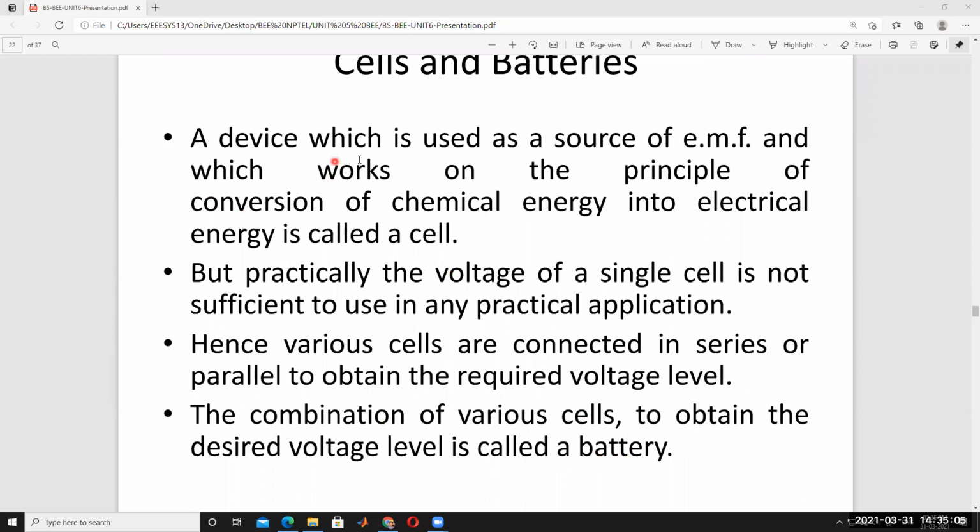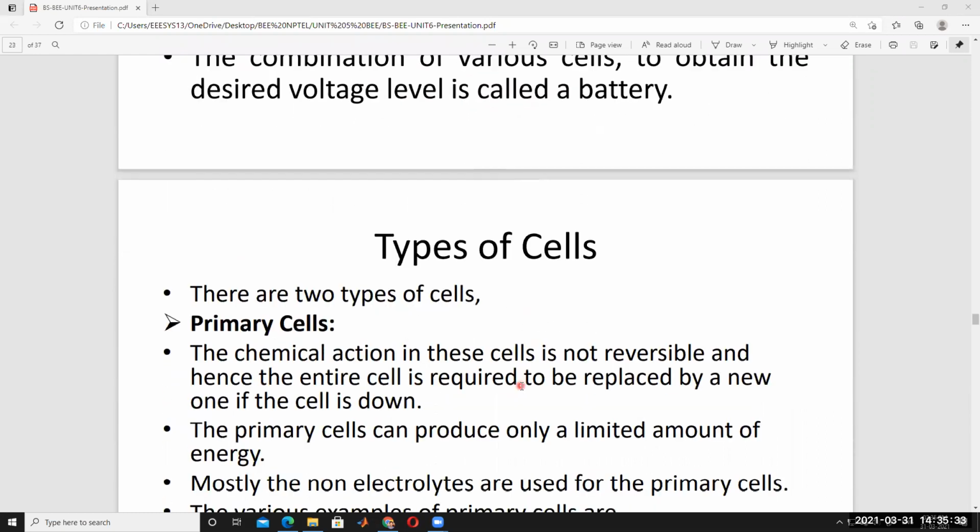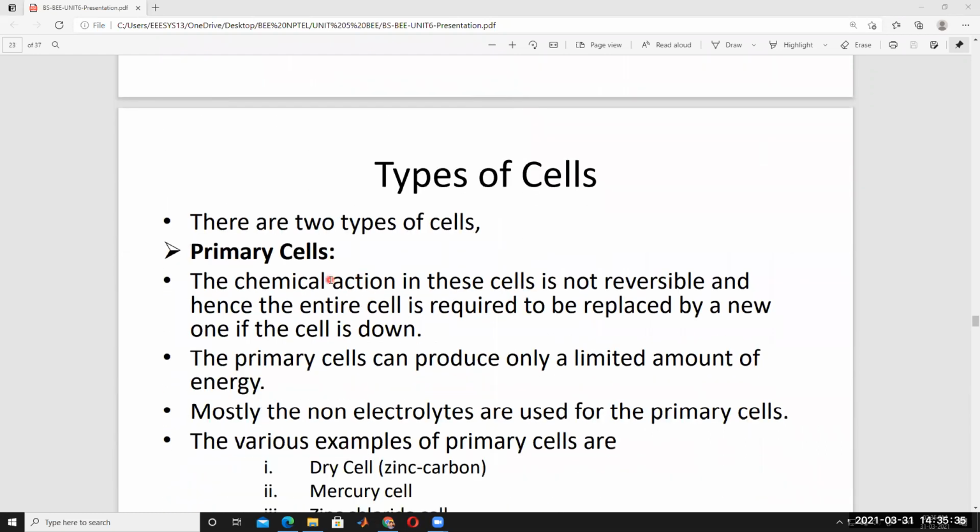A cell is nothing but a device which is used as a source of EMF and works on the principle of conversion of chemical energy into electrical energy. By using a single cell, it is very difficult to operate a device. That's why a number of cells are connected in series and parallel to get the required voltage level, and the combination of various cells to obtain the desired voltage level is called a battery. Understood?